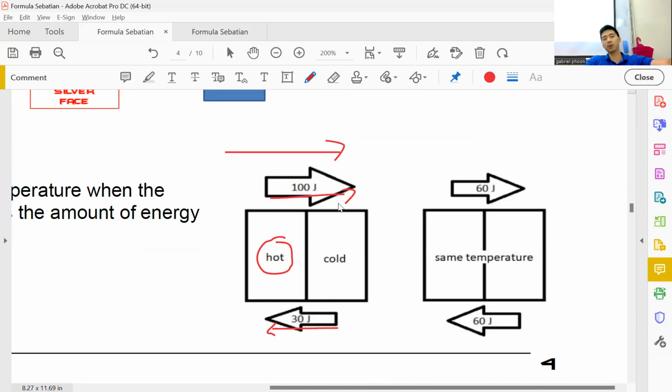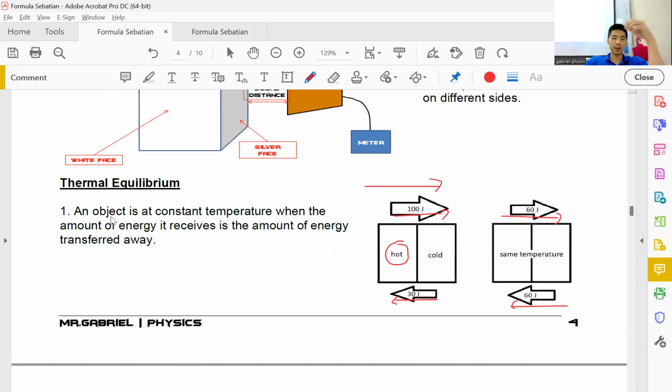But if you hold onto the metal rail long enough, eventually thermal equilibrium will take place, where the amount of heat energy you provide will be the amount of heat energy you receive. Then you won't feel hot or cold anymore, because this is what we call thermal equilibrium. So if you look at the statement here, an object is at constant temperature when the amount of energy it receives is the amount of energy transferred away. For example, this one thing, thermal equilibrium.